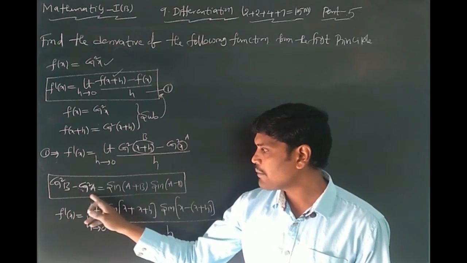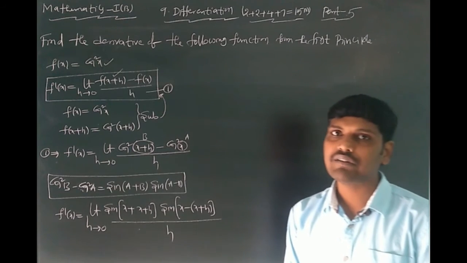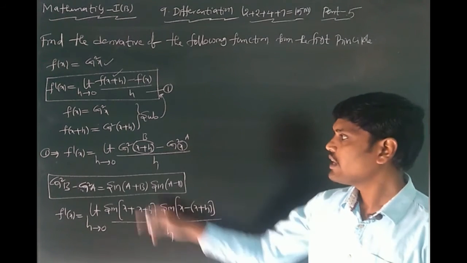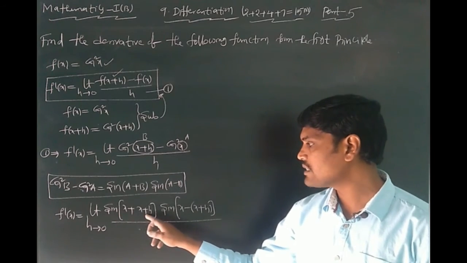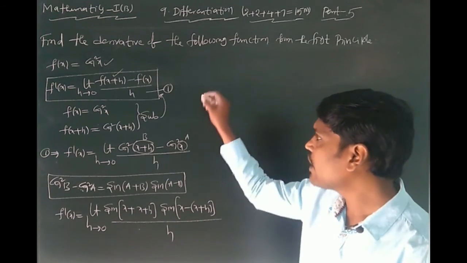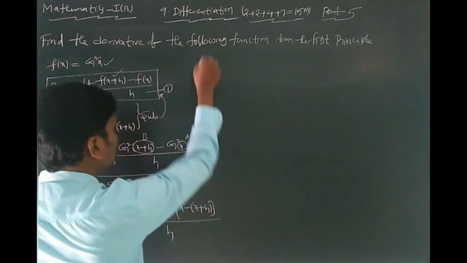Here cos square b minus cos square a value is sin of a plus b, sin of a minus b. A value is x, B value is x plus h. Sin of A plus B, sin of A minus B. After that, you can write separately.